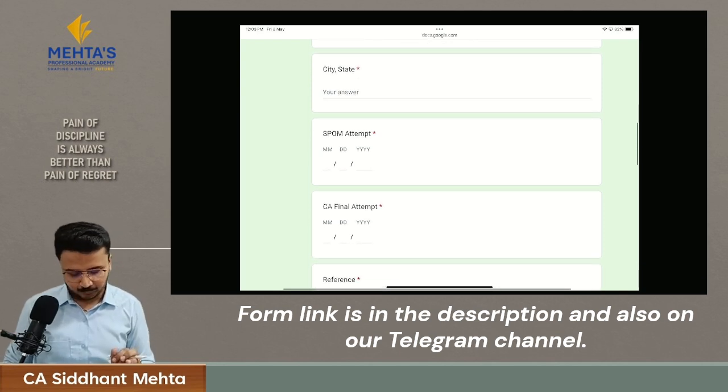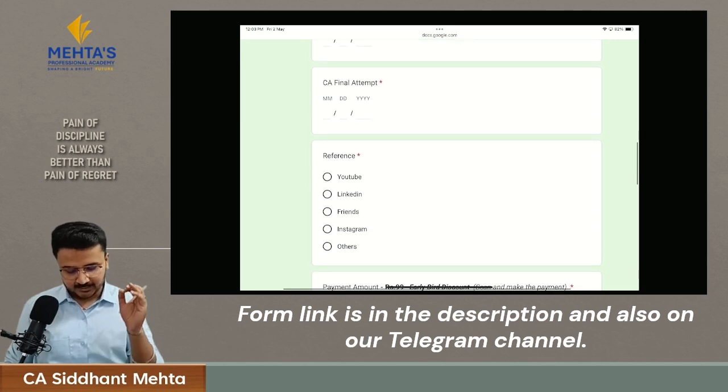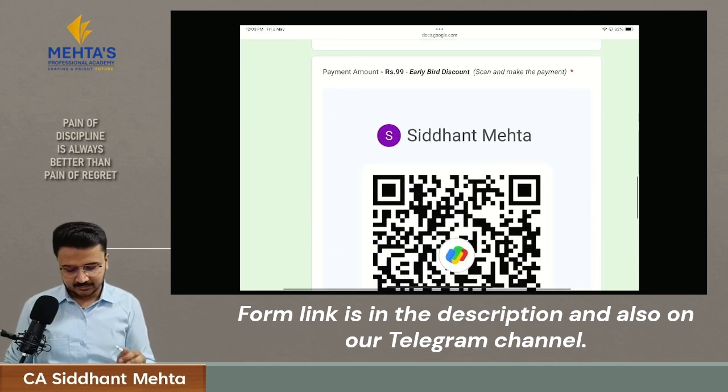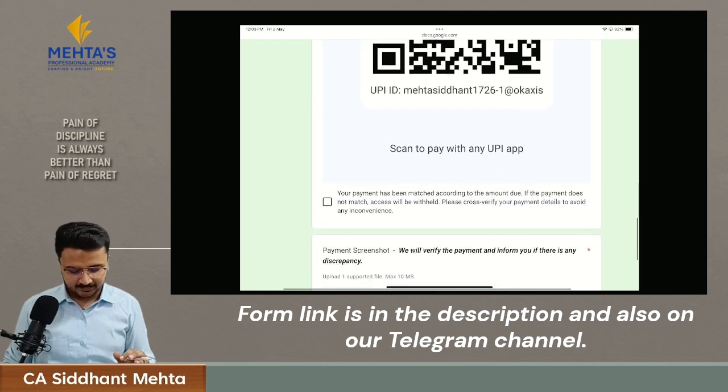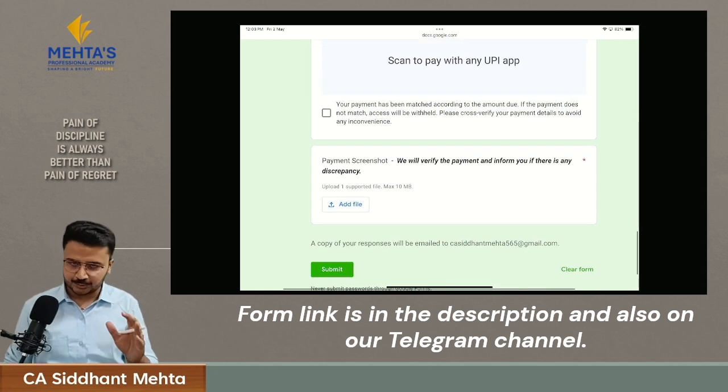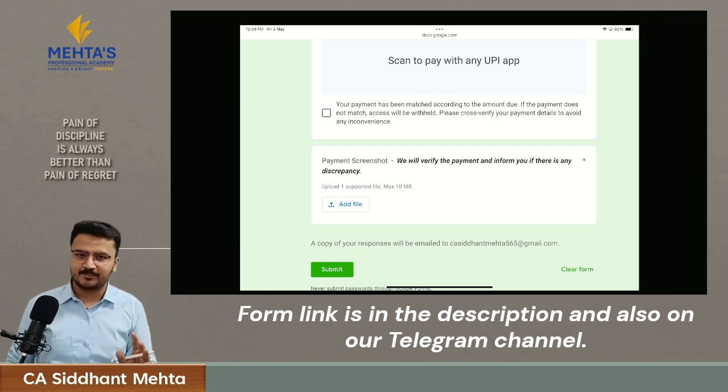Here you will give the information of your city, state, SPOM attempt, CA final attempt, and your reference. Here you have to make the payment of 99 rupees, which is the reduced amount at the early bird discount. Make the payment and attach the screenshot. We will cross verify the payment. If the payment is right and there is no discrepancy, then we will give you the access. Then submit this form.